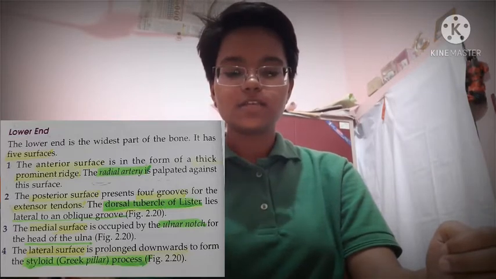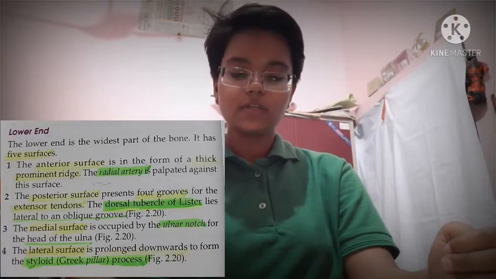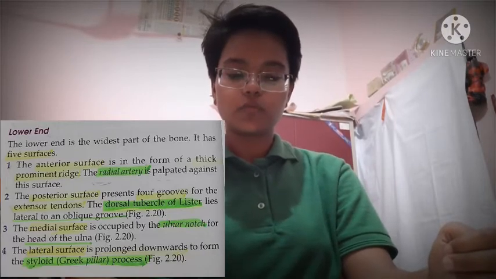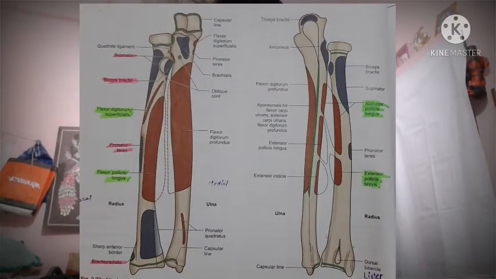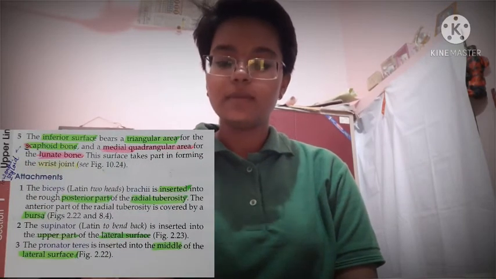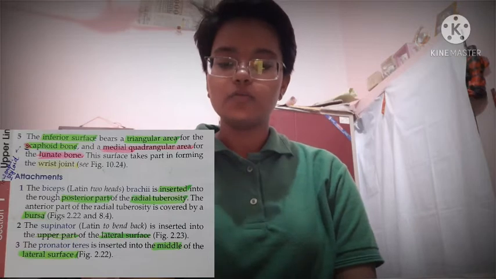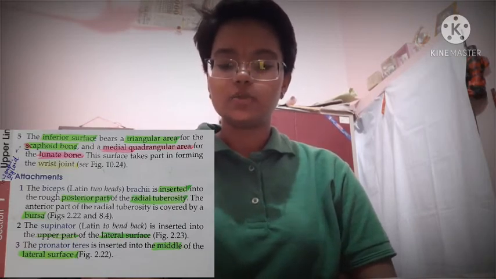The medial surface is occupied by the ulnar notch for the head of the ulna. The lateral surface is prolonged downwards to form the styloid process. The inferior surface bears a triangular area for the scaphoid bone and a medial quadrangular area for the lunate bone. This surface takes part in forming the wrist joint.